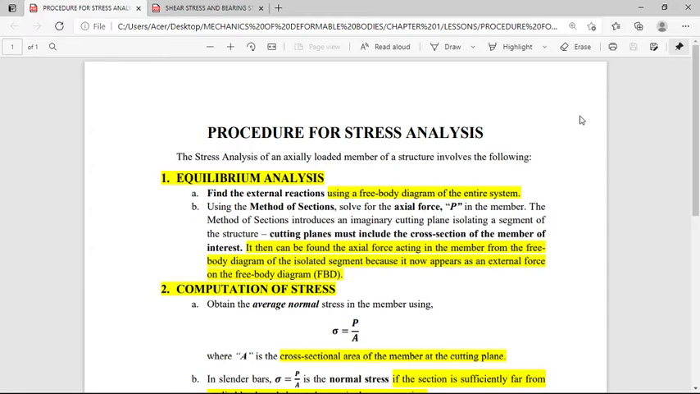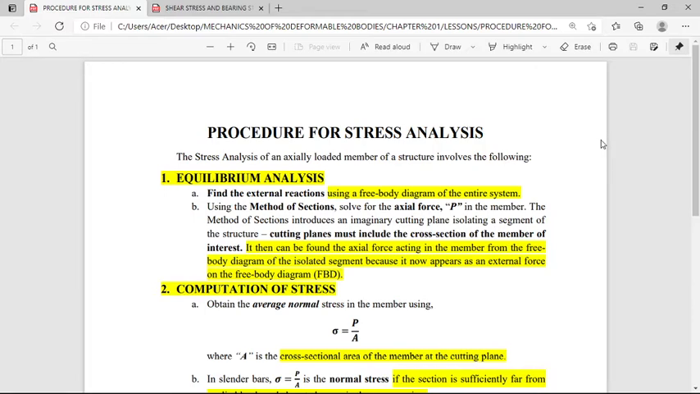Kasi kung wala si free body diagram, you won't be able to solve for the external reactions or the unknown loads na kailangan mo bago mag-solve ng situational or actual problems in mechanics of materials. So by the use of the method of sections, we will solve for the actual force P in the member. So bakit sa method of sections? Kasi sa method of sections, kailangan nating ipakita yung internal reactions dun sa isang structural member or solid material.